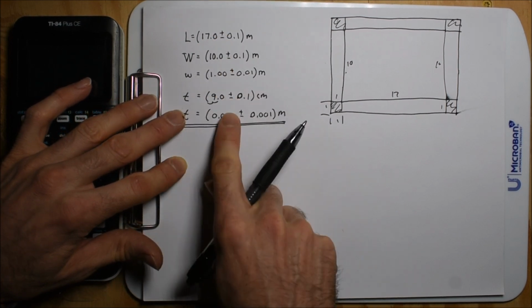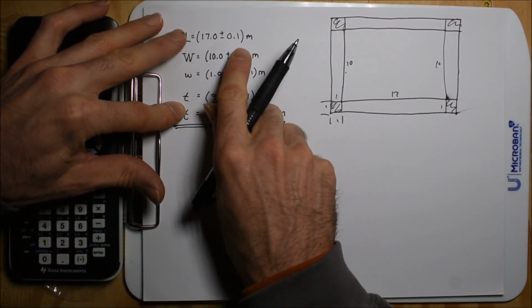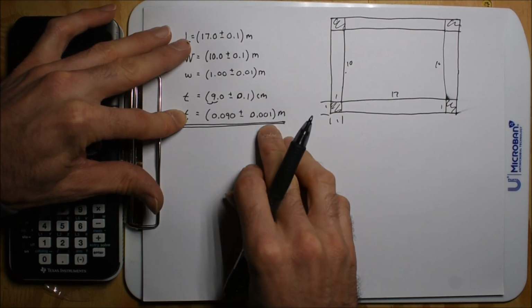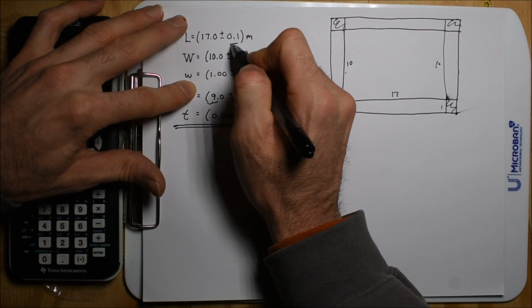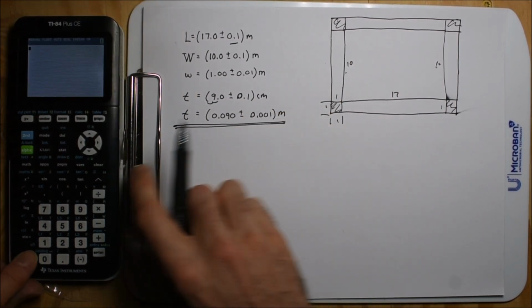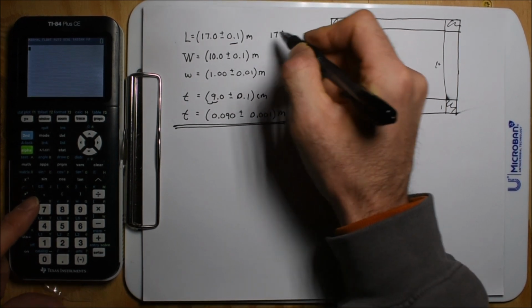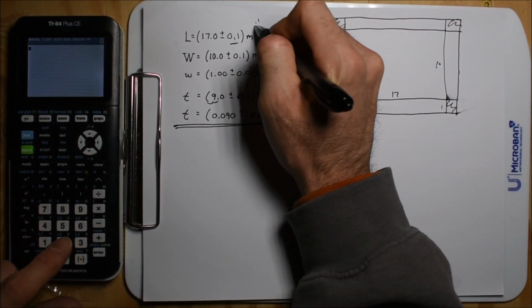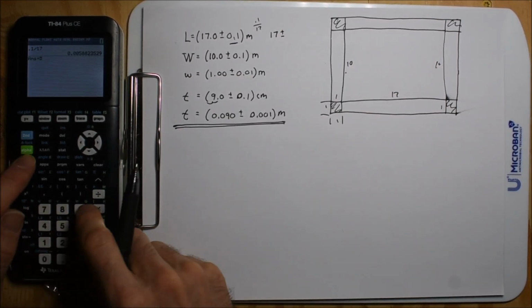The first thing that I would do, you can either do this on the fly or do it up front, is convert these actual uncertainties to percent uncertainties. So we can do that right here. This one is 17 plus or minus 0.1. We're going to go 0.1 divided by 17. We're going to store that as alpha A.